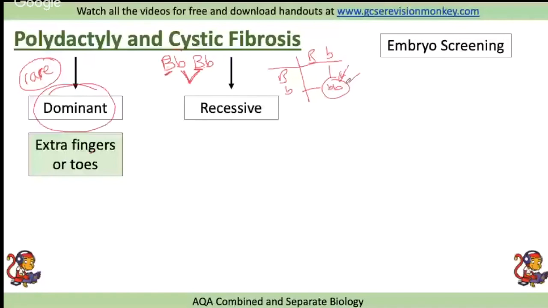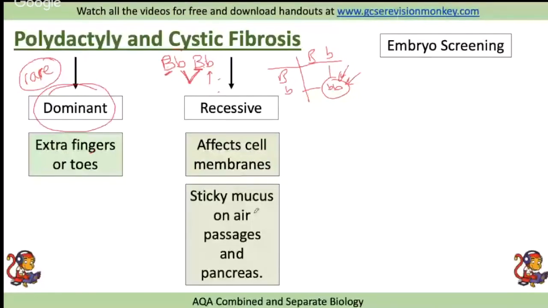So sometimes 2 parents have a child and they have no idea that they are carriers of this recessive allele. It means they're carrying it, but they're not expressing cystic fibrosis. So it's a recessive one. It affects cell membranes, so it disrupts the function of cell membranes. So it causes sticky mucus to build up in air passages and the pancreas as well.